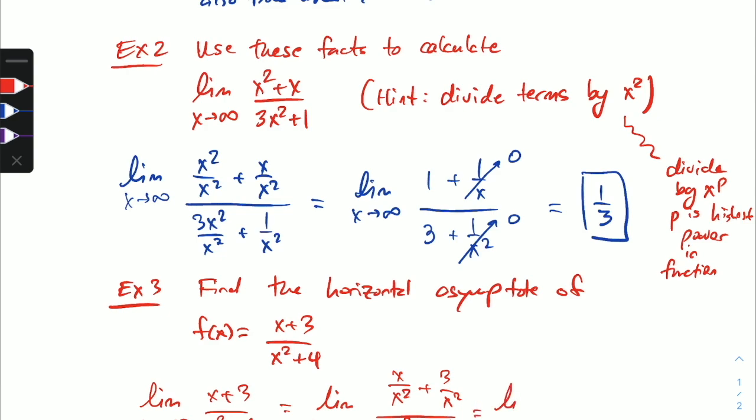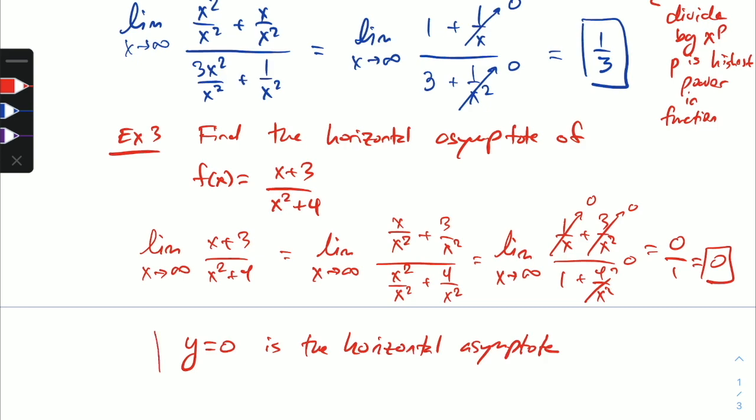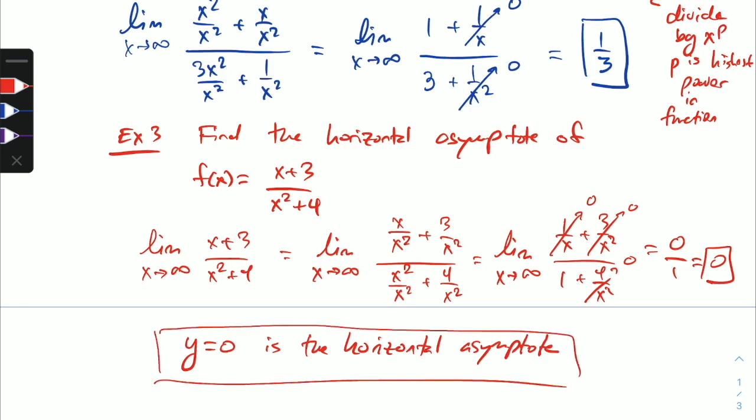And then simplifying, we get 1 over x plus 3 over x squared, over 1 plus 4 over x squared. And then every term except for that 1 goes to 0. And we're left with 0 over 1, which is just 0. So here we see that y equals 0 is the horizontal asymptote. What this function approaches in the limit is 0. All right, I hope you found this video useful.